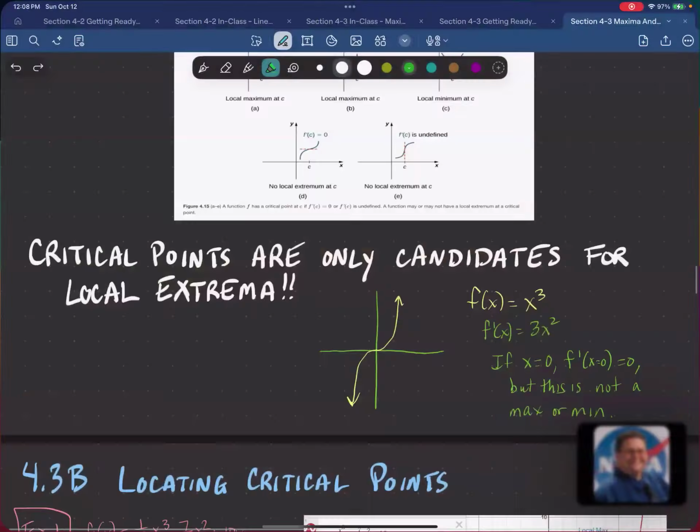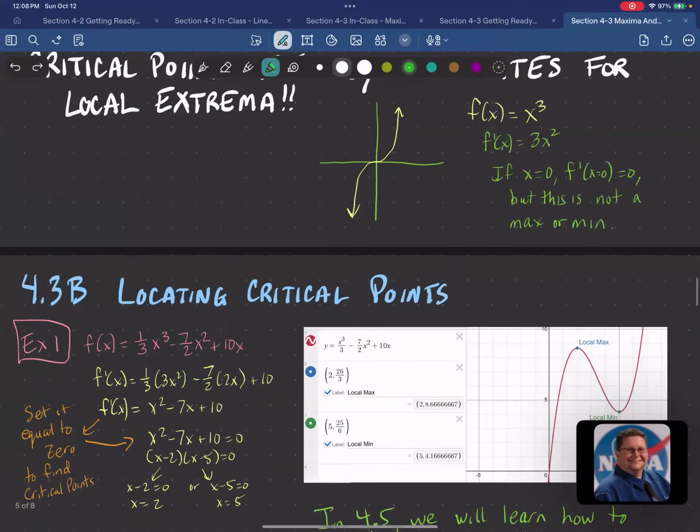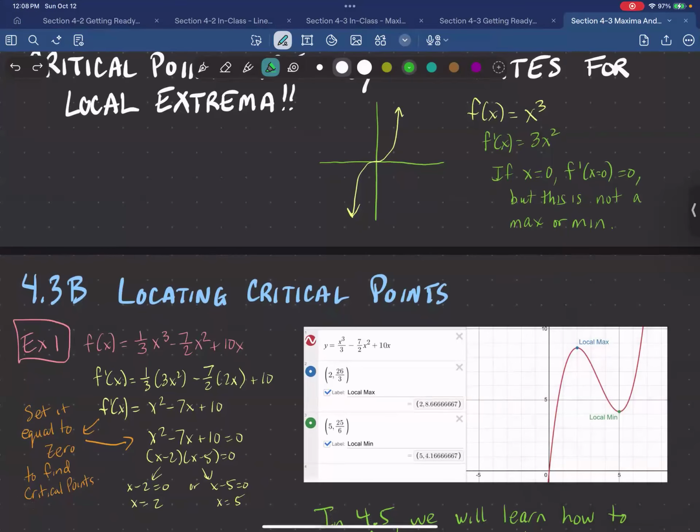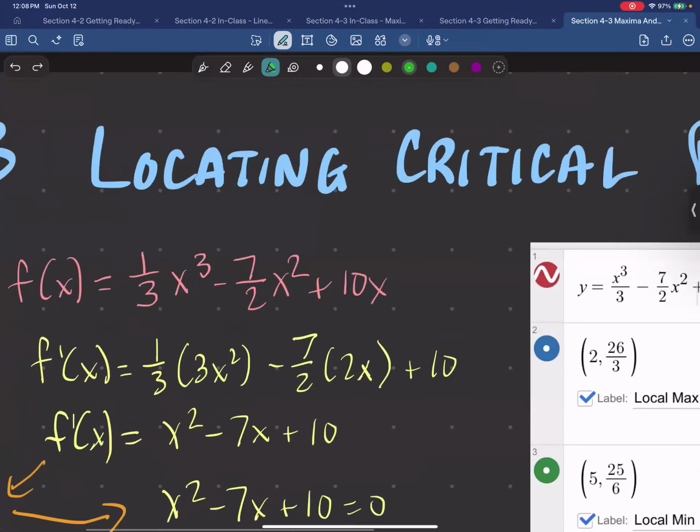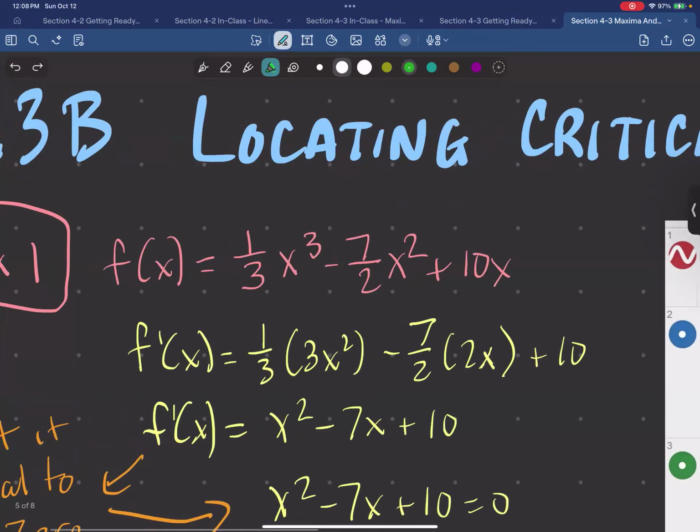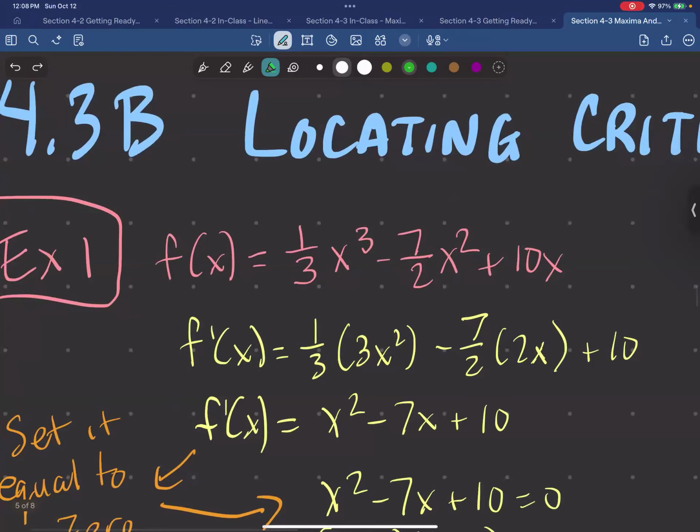Let's get started. We're gonna do 4.3b. This is on locating critical points. So maybe I'll zoom in over here on the example before we look at the graph. Our first example is f of x equals 1/3 x cubed minus 7/2 x squared plus 10x.